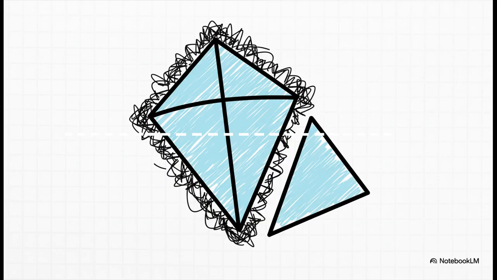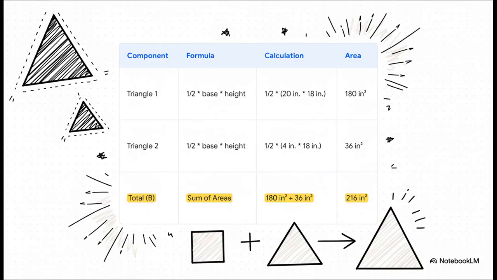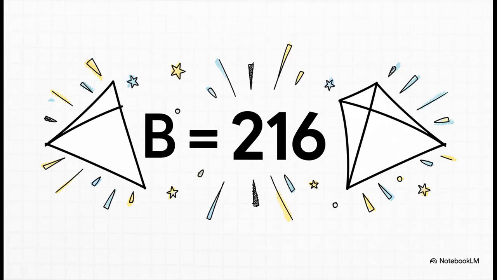See? That big, scary kite shape is really just two ordinary triangles stuck together, and we absolutely know how to find the area of a triangle. Okay, let's run the numbers. For that first bigger triangle, we just use our standard formula, 1/2 base times height, and that gives us 180 square inches. Then we do the exact same thing for the smaller triangle, and we get 36 square inches. So all we have to do now is just add them up. And there it is. We found it. We found our capital B. The total area of that complex kite base is 216 square inches. And believe it or not, the hardest part of this whole problem is officially over.